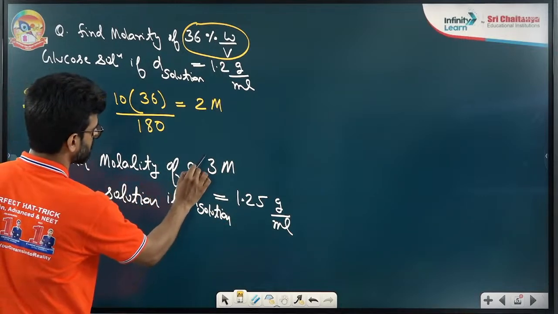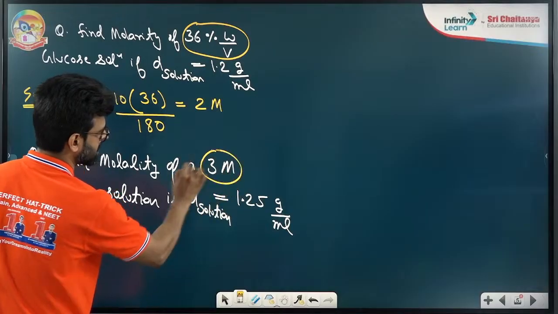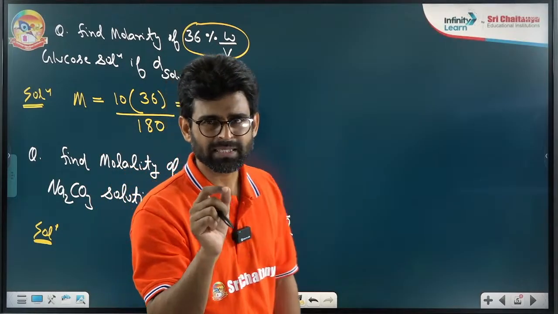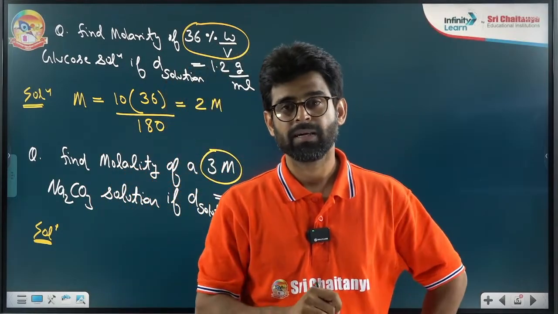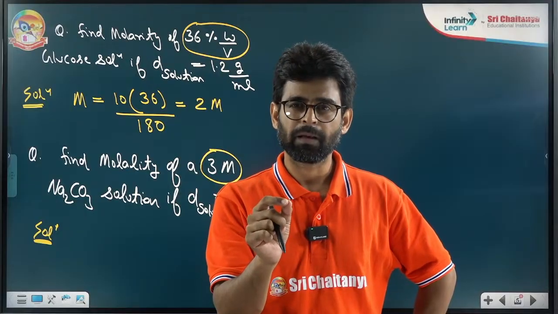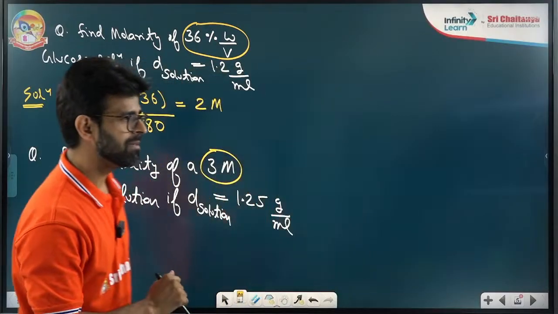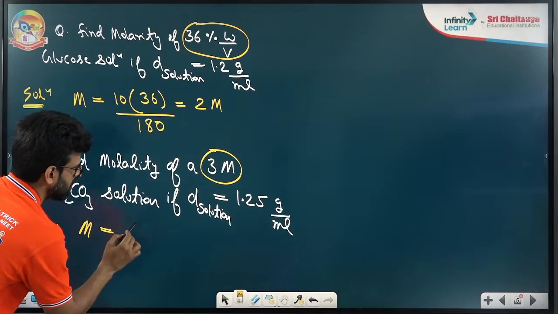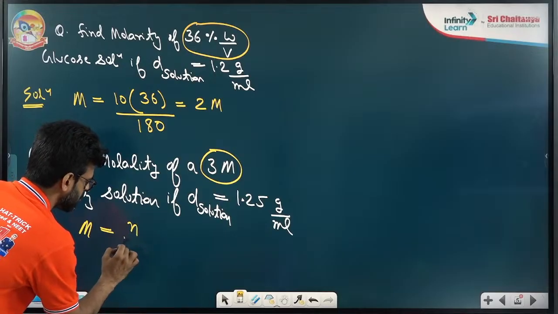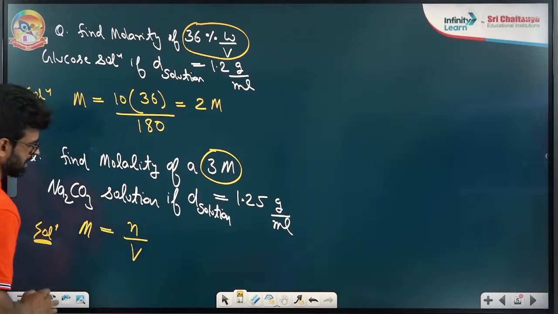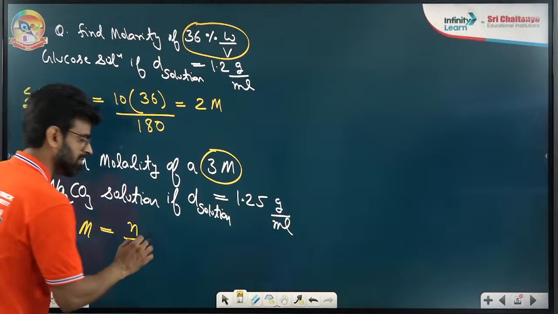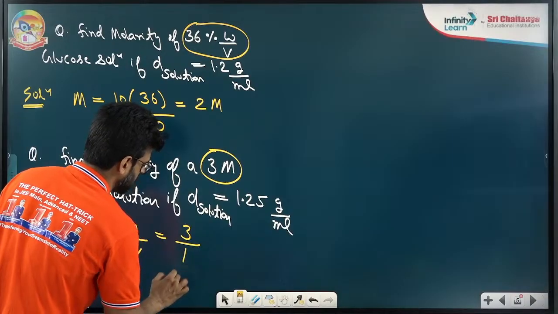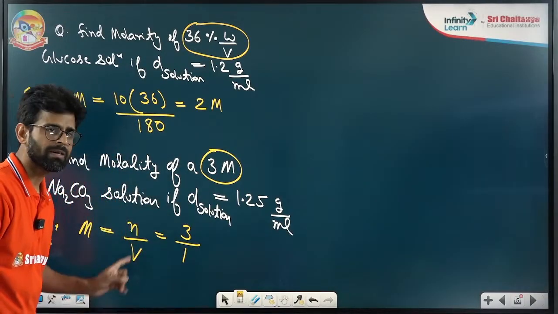In the question, they gave me the molarity. Whenever in the question they give you one concentration term and ask you another term, look at the first term. What is the definition of the first? They gave me molarity. What is the formula? Number of moles divided by volume. The value given to me is 3. I can write 3 by 1.